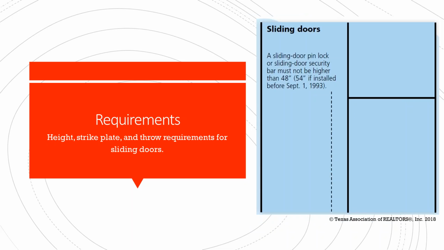What about sliding doors? What are the height or strike plate or throw requirements for sliding doors? Well, there's a height requirement. A sliding door pin lock or sliding door security bar must not be higher than 48 inches.